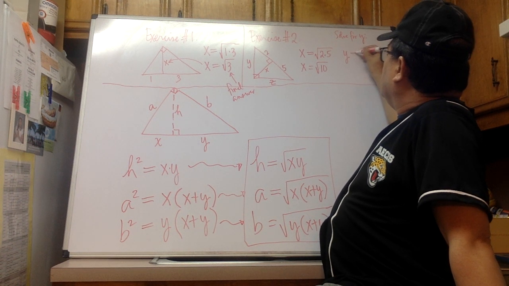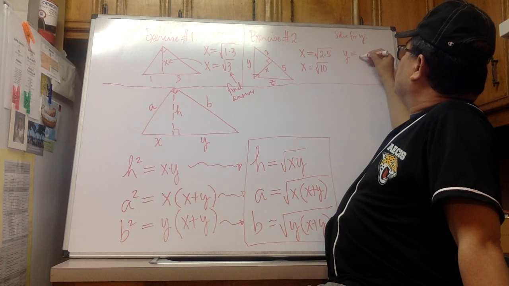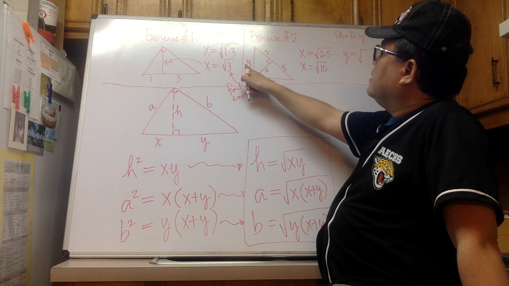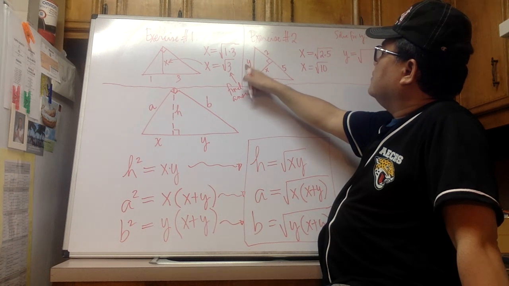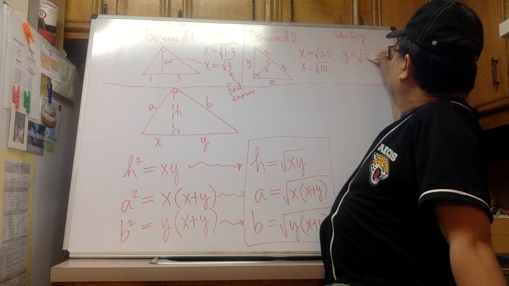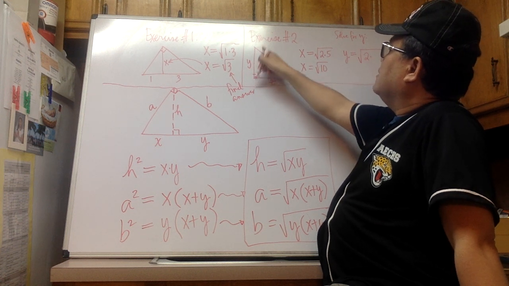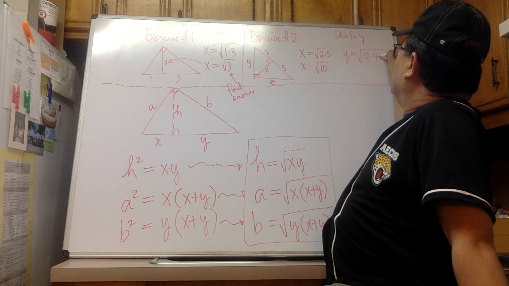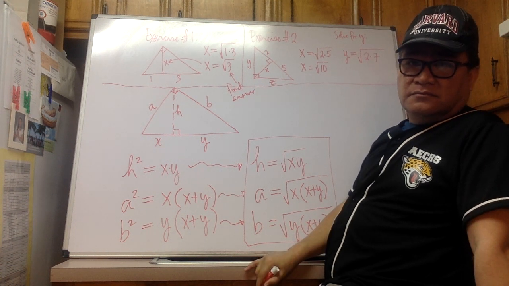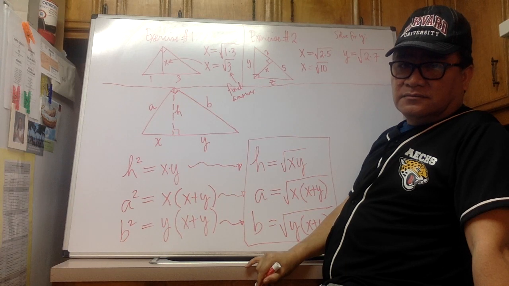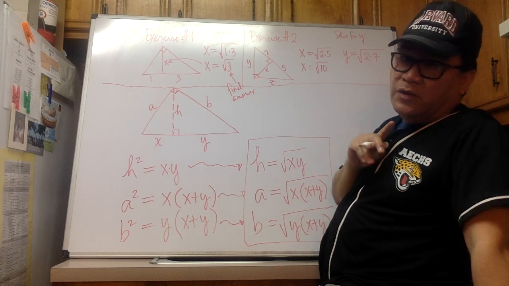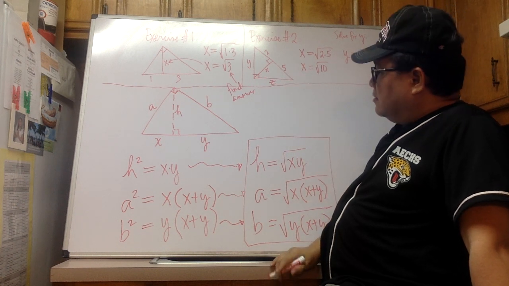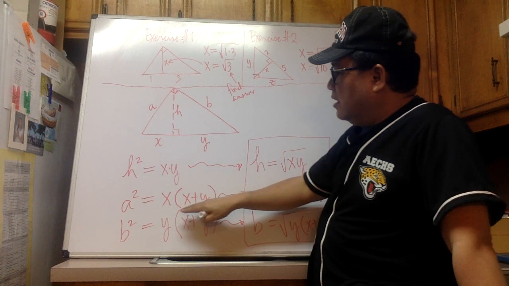So Y is the geometric mean of the part of the hypotenuse closest to it, which is 2, multiplied by the whole hypotenuse, which is 7. Are you lost? Okay. You're probably wondering where I got the 7 from, right? Because there's no 7 in the problem. Well, let me go back to this one here.